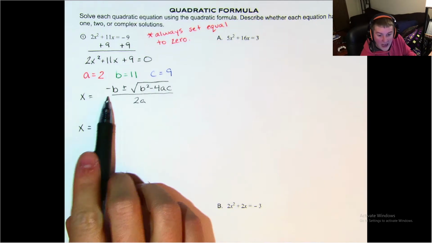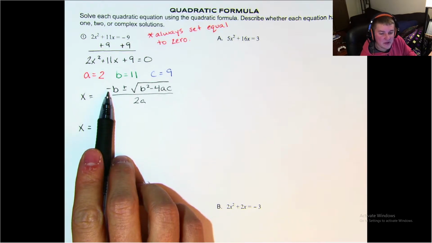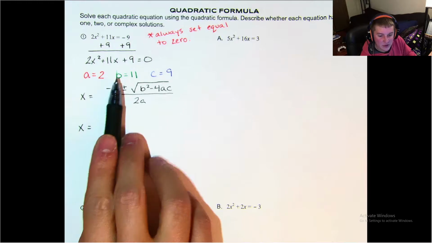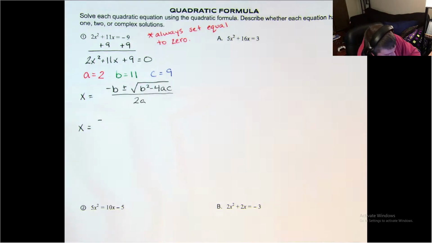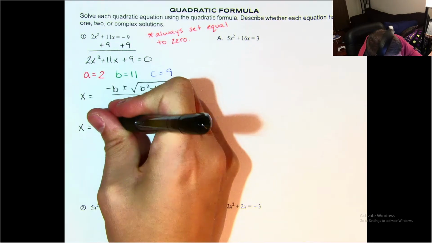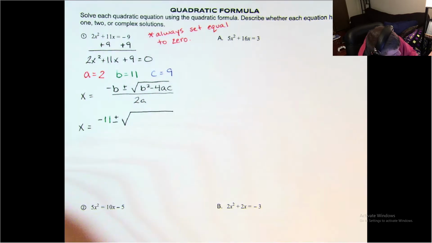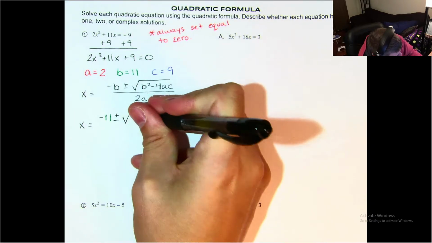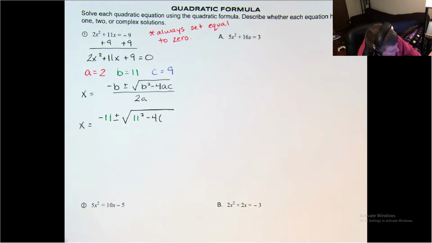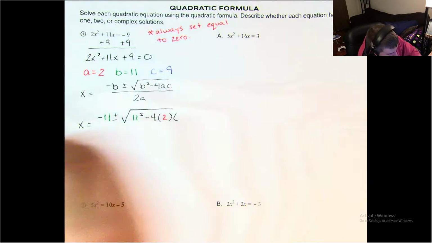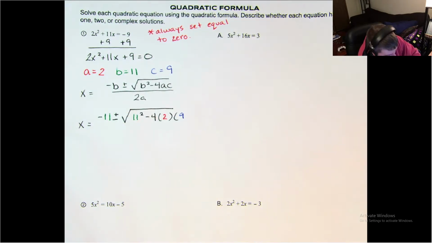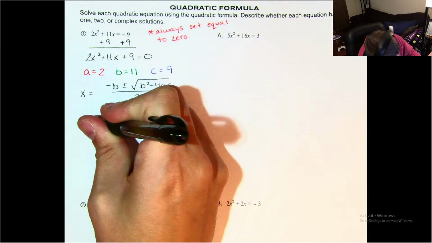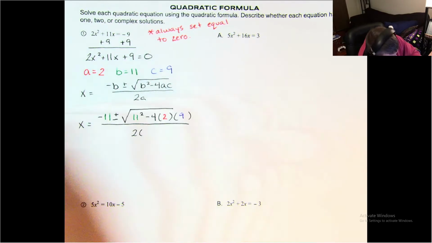Okay, so I will often refer to this as the opposite of b because it's not always negative. So what's the opposite of my b value? Well, it's going to be negative 11. Then we're going to go plus or minus the square root of b squared. So b, again, is 11, minus 4 times a, which is 2, and c, which is 9. Then we're going to divide that by 2 times a.